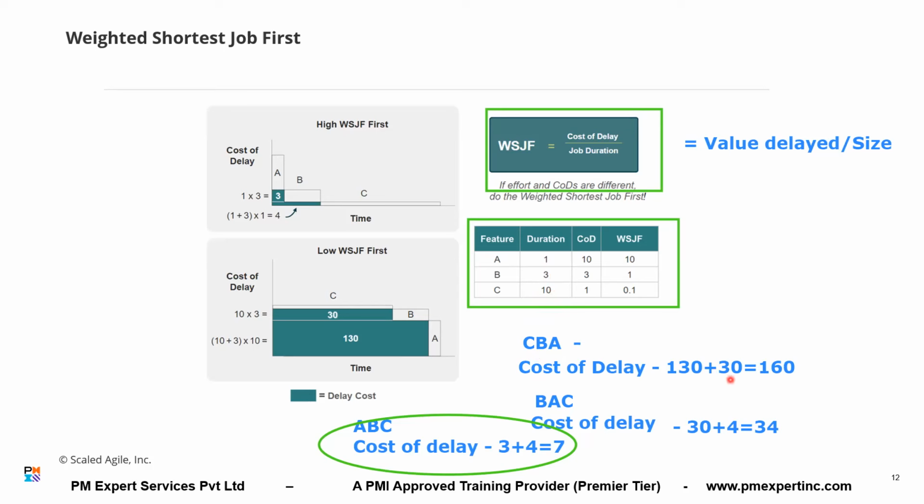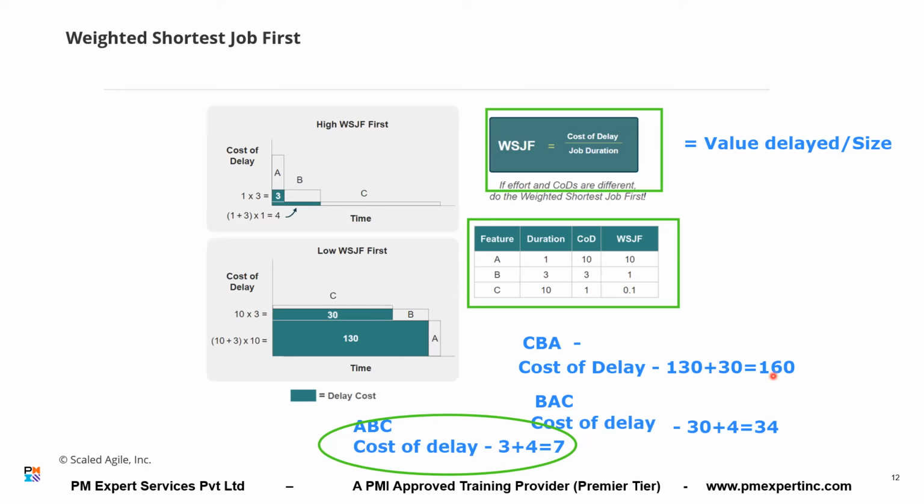Yes. Now, similarly, on what day am I starting A? 14th day? Right, so this is 10, then 3, 13, 14th day. Now, for 13 days, I have not started A. So what is the value delayed? 130? Yes, 13 into 10. Because 10 is the value, 13 is the days. So the total value delayed, the cost of delay for doing this sequence, CBA, is how much? 160.